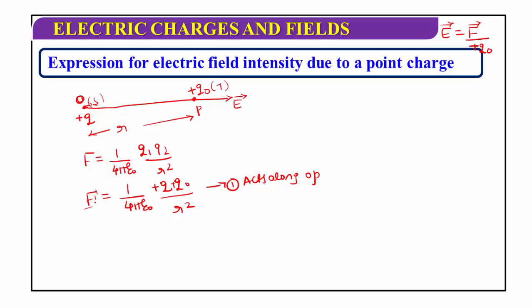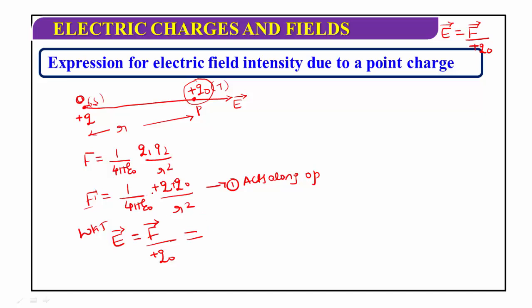What is electric field intensity, or how do we define it? The electric field intensity, or electric field strength, is the force experienced by a unit positive charge placed at that point. If I place a unit positive charge at this point, the force it experiences is called the electric field intensity or electric field strength. The formula is: electric field intensity E equals vector F divided by plus Q0.